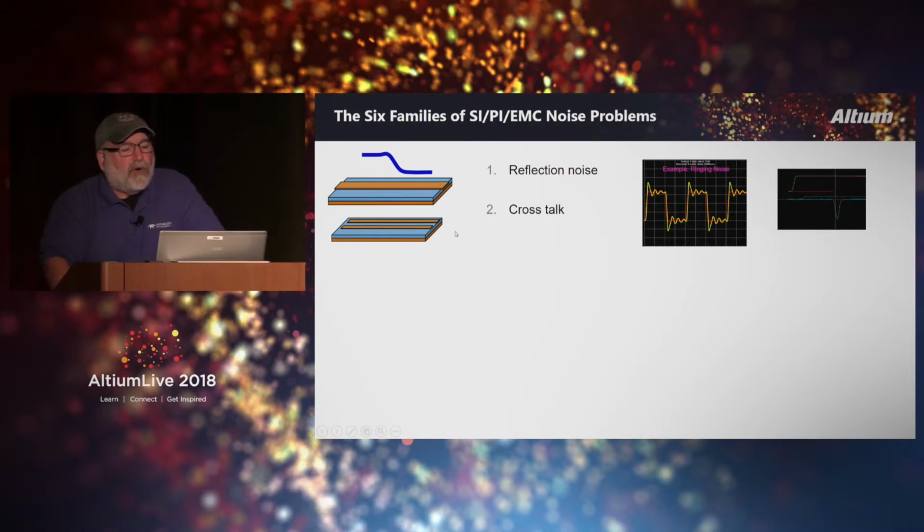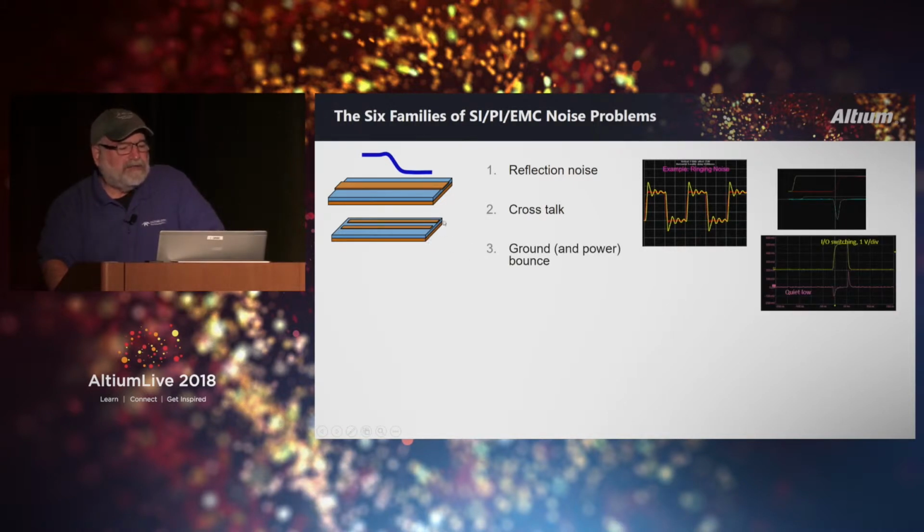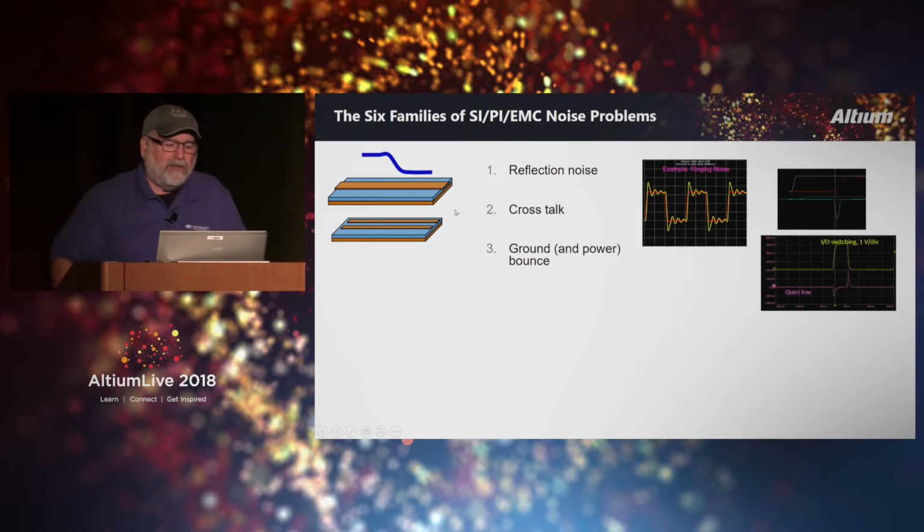Third problem. The second problem was crosstalk when there was a nice wide return path. The third problem is when the return path is not a nice wide path. And that's where there's still electromagnetic field, and we think about the electric field coupling by capacitance, we think about the magnetic field coupling by inductance.